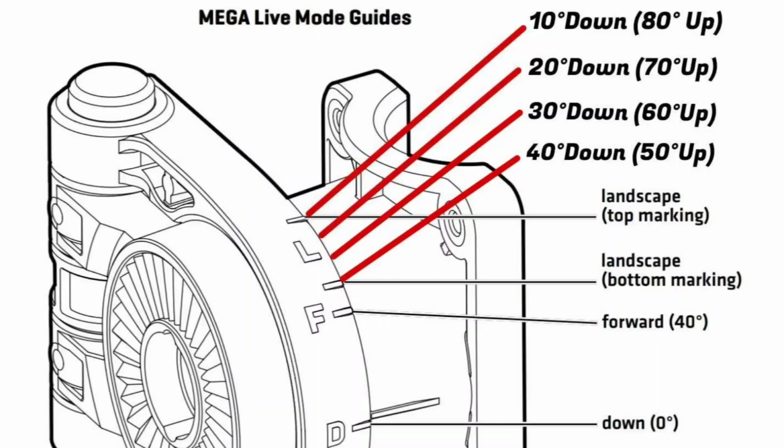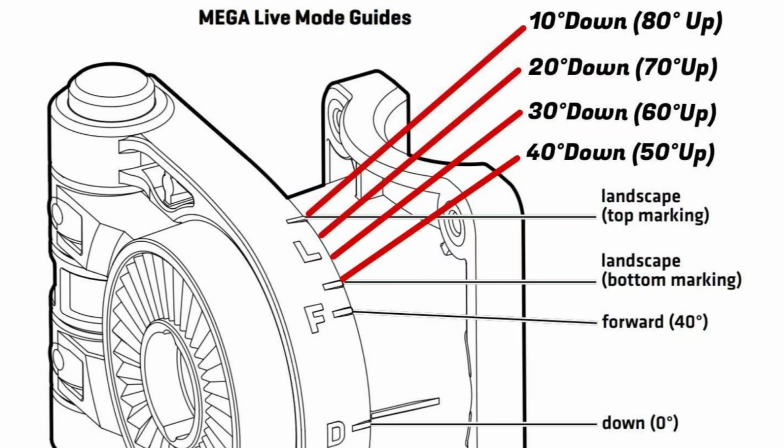I took a page out of the Mega Live installation guide, and I've annotated it with some notes that hopefully will help. There's basically 4 positions you can put the transducer in for landscape mode. The first one is basically one click down from horizontal, and that's the top dash or the top line.